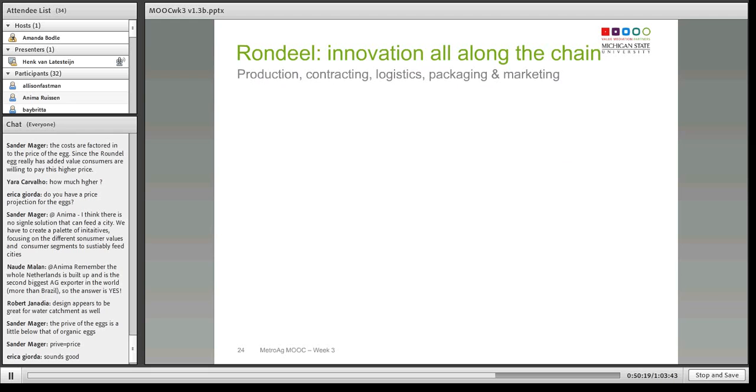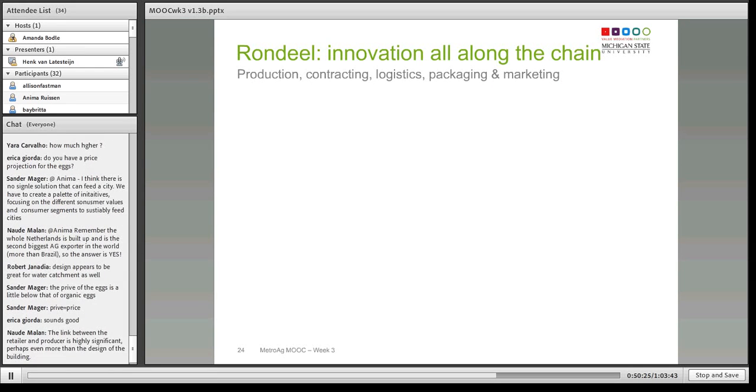So this is actually an actual picture of the first Roundel farm when it was opened. This is about 2 years ago, a year and a half.